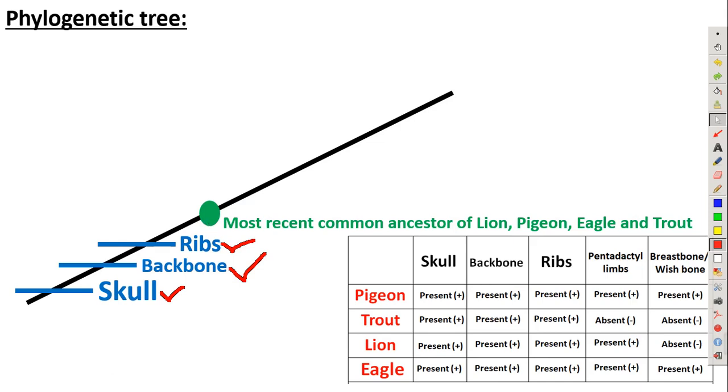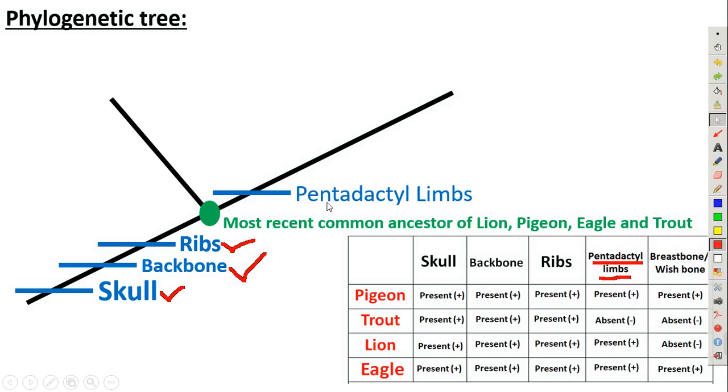So these trees, they're based on characteristics and the number of characteristics species have in common. So let's see if there's differences when we get to the pentadactyl limb. There is. We can see that the pigeon, the lion and the eagle, they share a characteristic that the trout doesn't have, and that is the pentadactyl limb. Therefore, we will place the characteristic after the most recent common ancestor, because the ancestor of the trout didn't have that characteristic.